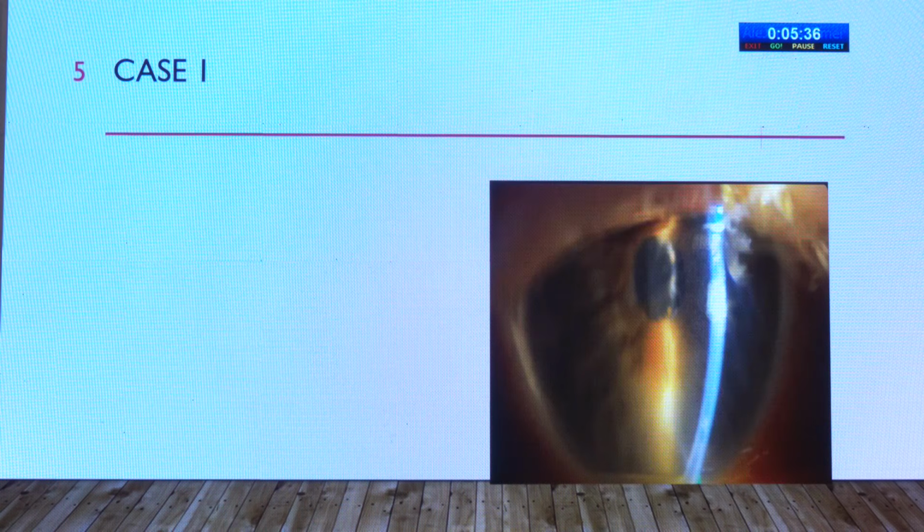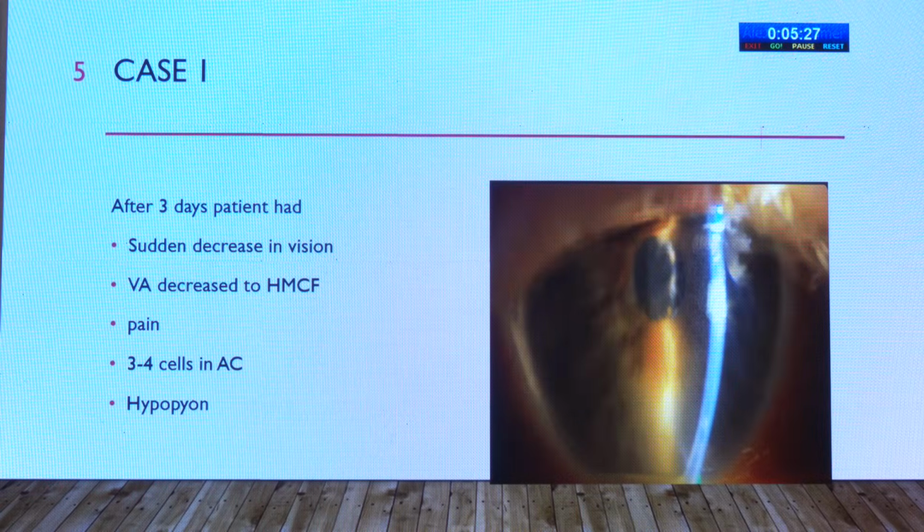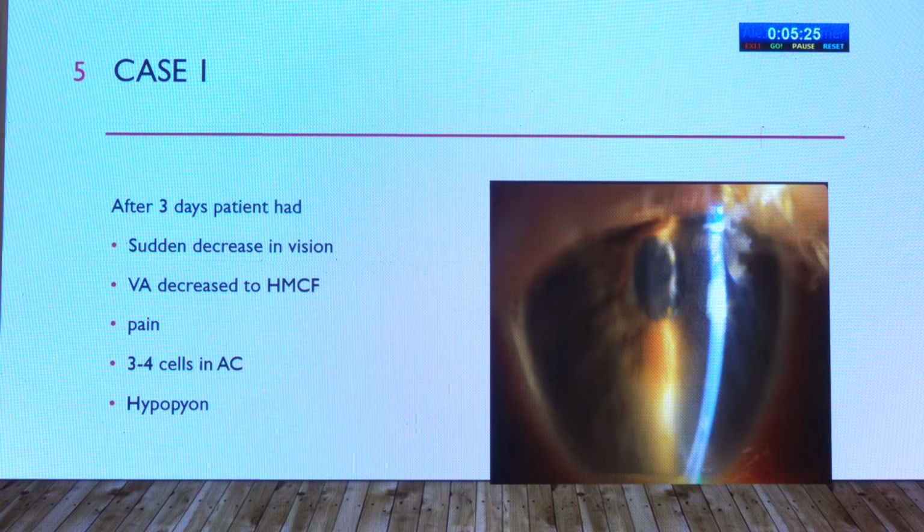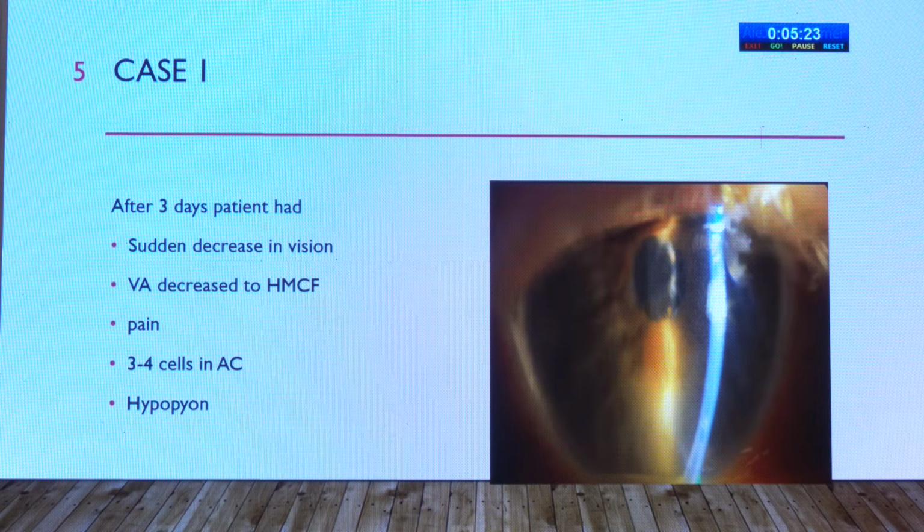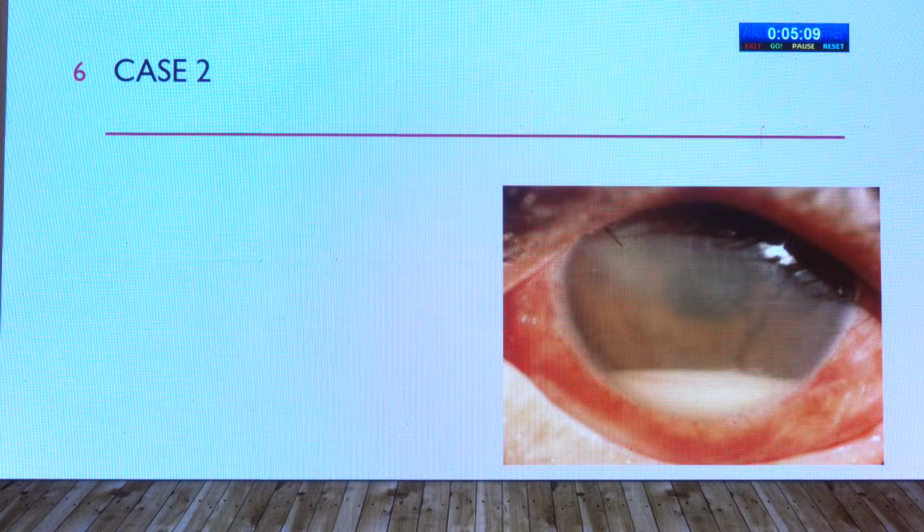Here I am going to discuss a few cases which have been referred to us. The surgery had been done somewhere else. According to the surgeon, the surgery was uneventful, but when the patient was referred to us, there was a sudden decrease in vision. Visual acuity decreased to hand movements close to face. There was severe pain, 3 to 4 cells in the AC, and a streak hypopyon in the anterior chamber. This is case 2.